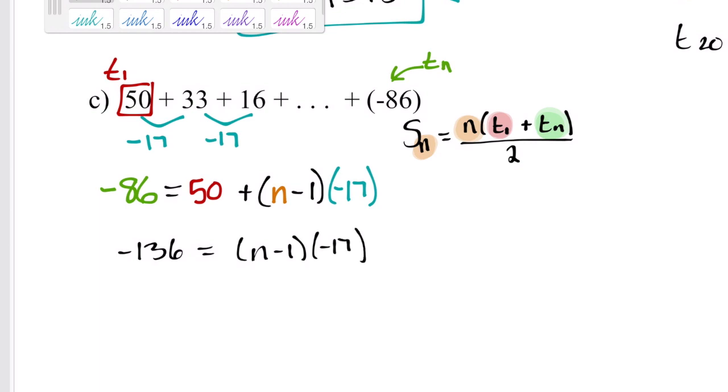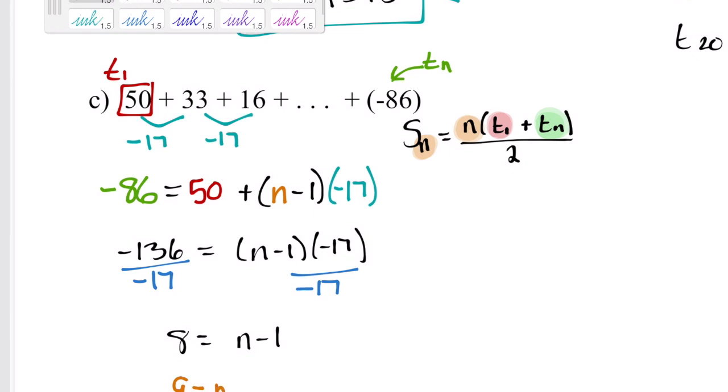My students typically by now would say, oh, let's distribute in. I would rather get rid of something than put more into the situation. So I'm going to divide by negative 17. And when I do this, I end up with 8 positive. And then I add the 1 over, and my n ends up being 9.